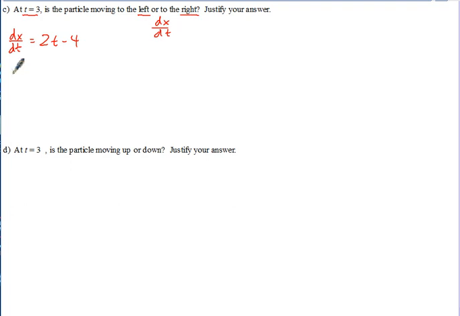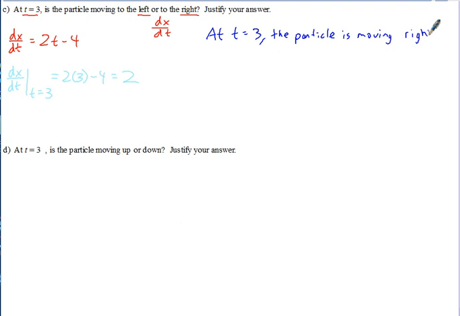So you'd write dx dt specifically at t equals 3 would be 2 times 3 minus 4. So that's 6 minus 4, which is 2. So since that's positive, that tells us the particle is moving to the right. So I can say at t equals 3, the particle is moving right, and it'd be since the derivative of x, or its velocity of the x-coordinate, dx dt, specifically at t equals 3 is greater than 0.